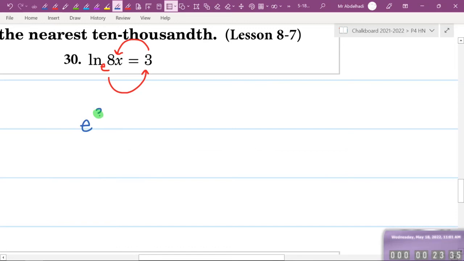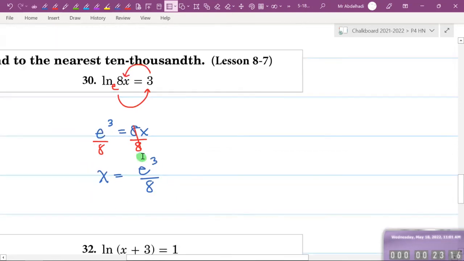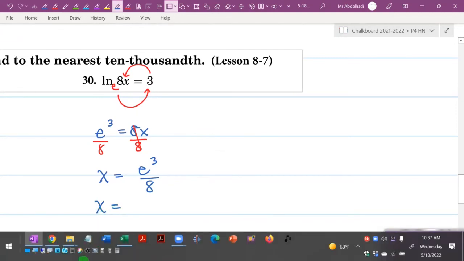And we get e to the third equals 8x. I want to get x by itself right now, so my job is to get the 8 out of here. What I get is x equals e to the third over 8. Now, e is a number like pi. It's not a variable. So this is an exact answer, but they don't want the exact answer. They want the decimal approximation. So I'll grab a calculator and find out what e to the third divided by 8 is.